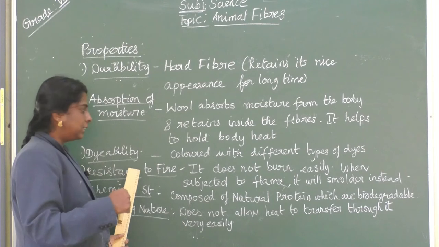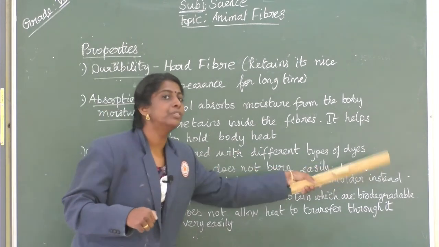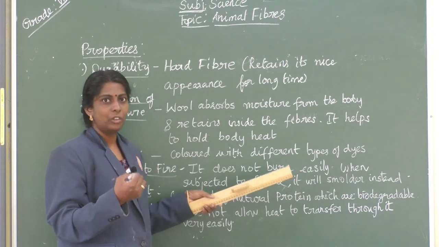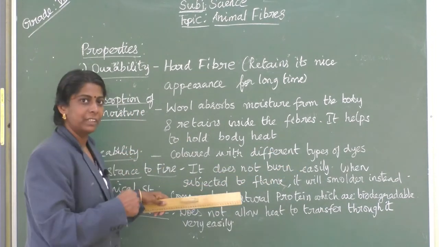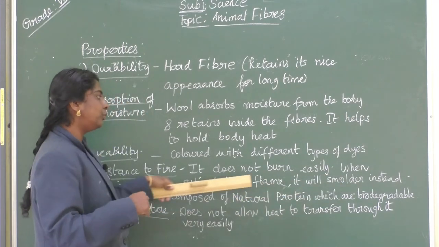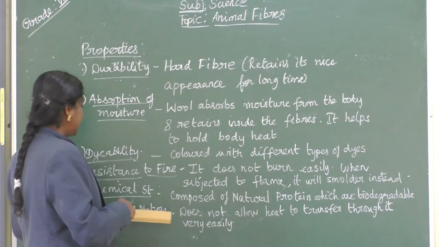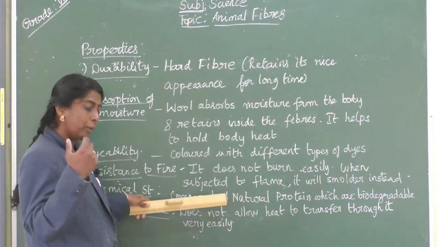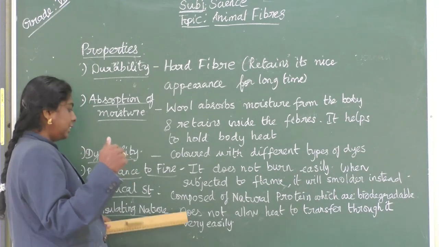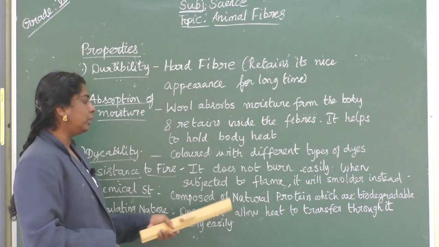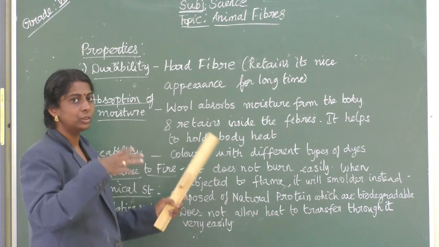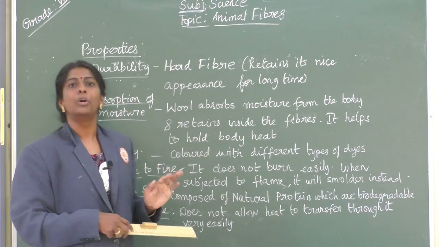The third property, dyeability. They are colored with different types of dyes. You can see different types of sweaters, socks and all. Is it not? Yes. Now about resistance to fire. Wool does not burn easily. When subjected to flame, it will smolder instead. Next is chemical structure. They are composed of natural protein which is biodegradable. And then insulating nature. It does not allow heat to transfer through it very easily. So these are the different properties of wool.